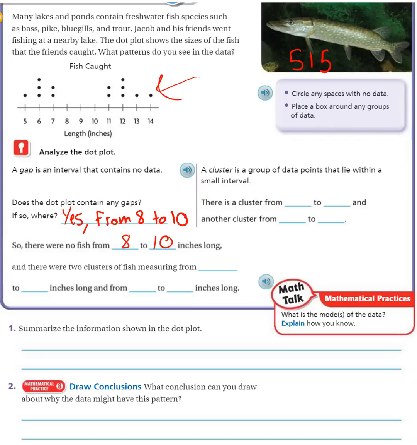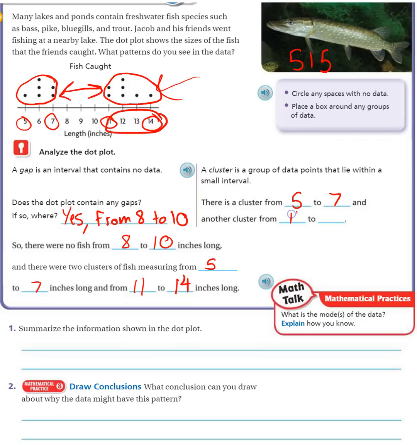And there were 2 clusters of fish measuring. So our 2 clusters, here's a cluster, and here's a cluster of data. So that was from 5 to 7. And then another cluster from 11 to 14. And a cluster is a group of data points that lie within a small interval. So there's a little cluster, and then this gap between the two where there was no fish caught, no data. So there's a cluster, again, from 5 to 7, and a cluster over here from 11 to 14.